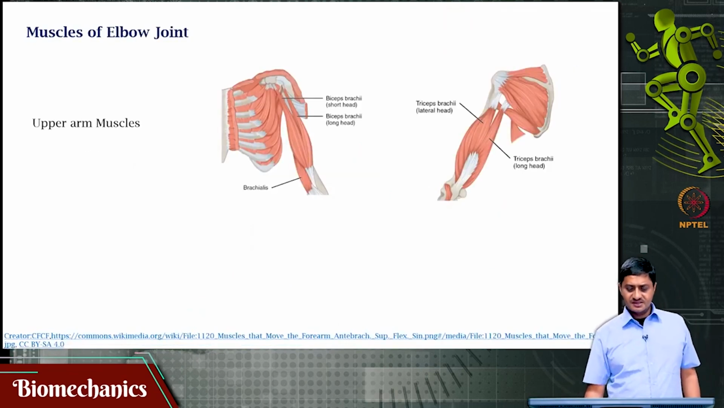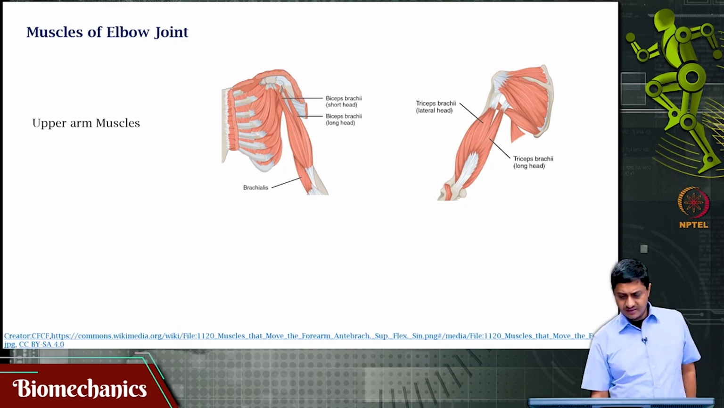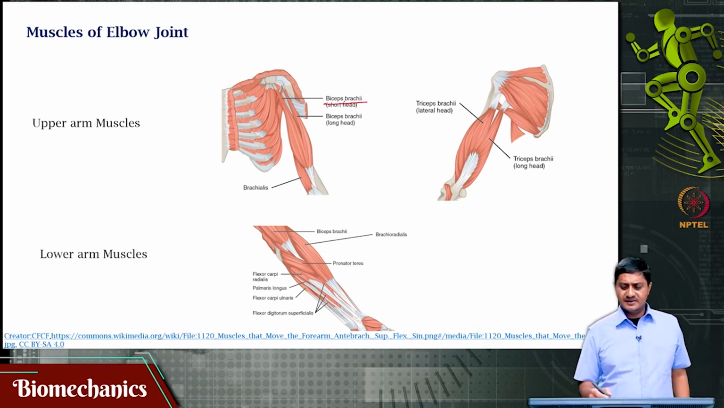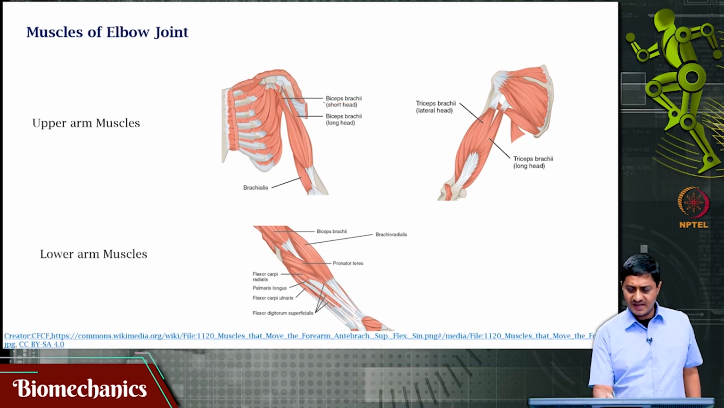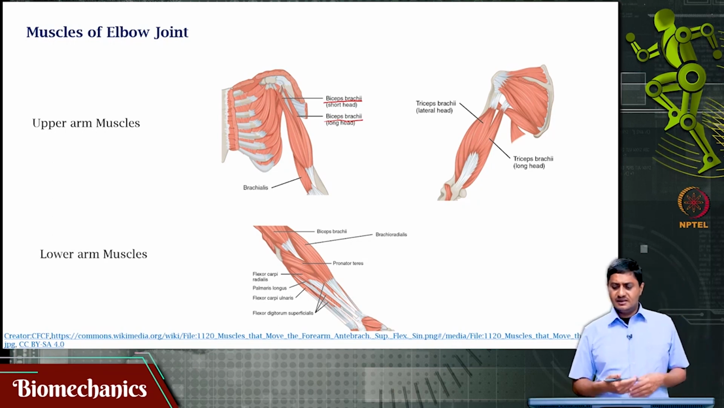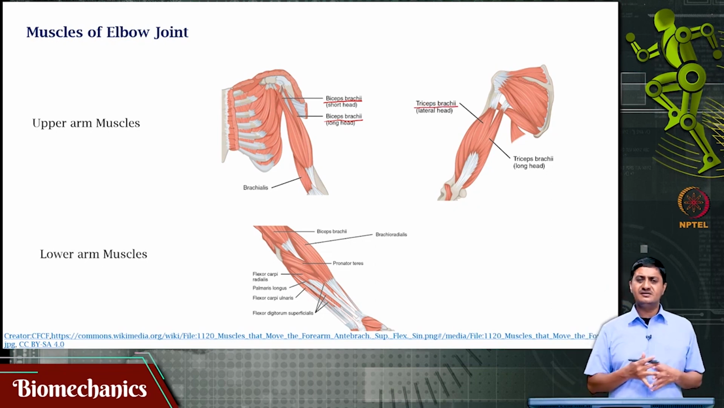So, what are the muscles that are responsible for the motion at the upper limb, specifically the elbow joint? These muscles are located in the upper arm to start with. So, biceps, shortly called biceps, has two heads, technically called biceps brachii. Biceps brachii has two heads, a short head and a long head. And then there is a muscle generally called triceps, but technically called triceps brachii.